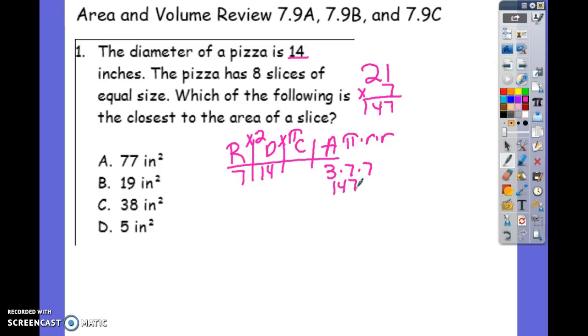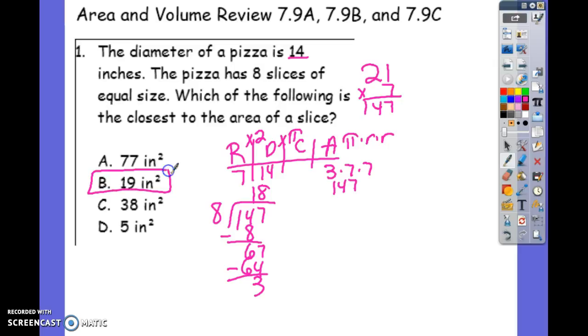The question says, which of the following is the closest to the area of a slice? Well, there's 8 slices. So I'm going to take 147 and divide by 8. 8 goes into 14 one time. 8 times 1 is 8. Subtract, 14 minus 8 is 6. Bring down the 7. 8 goes into 67 8 times. 8 times 8 is 64 with a remainder of 3. I could keep going, but the question says which of the following is the closest. So I can see from having 18 here that the closest is going to be B, 19 inches squared.